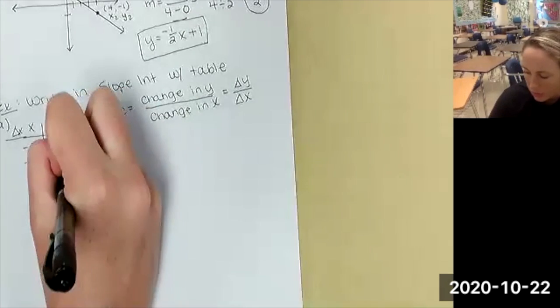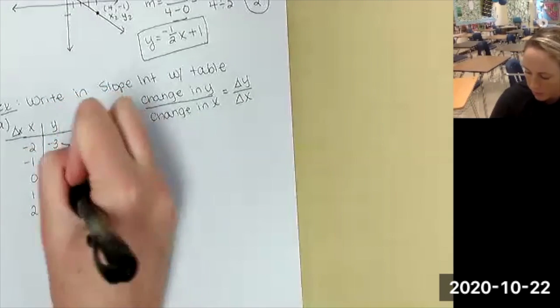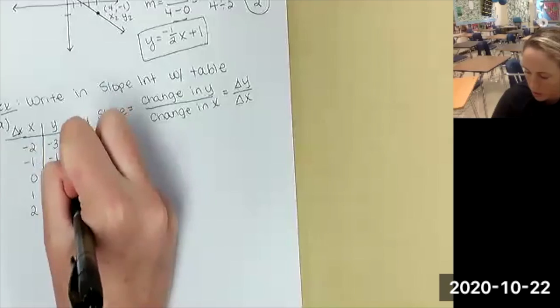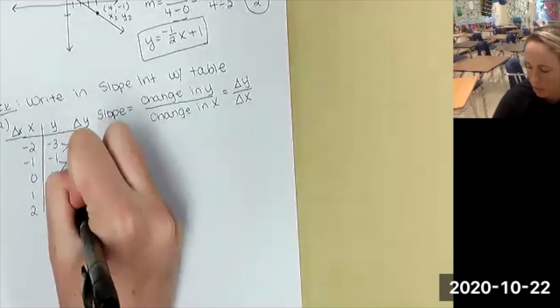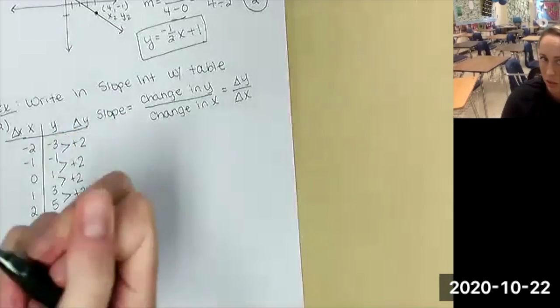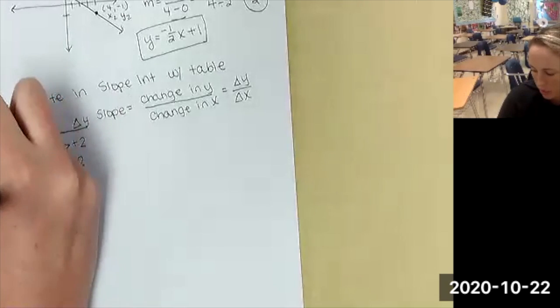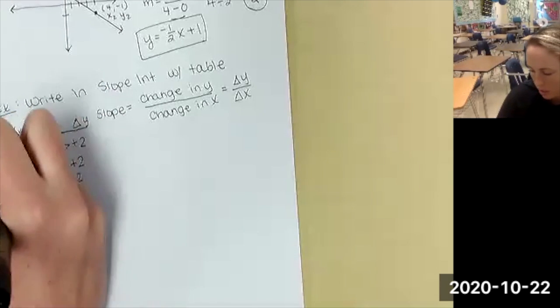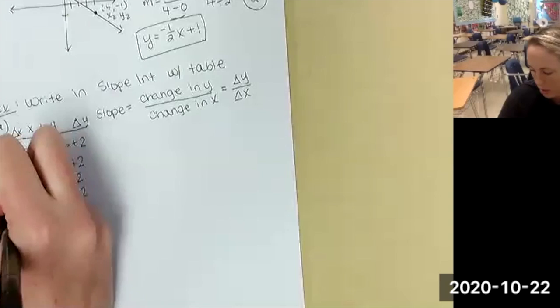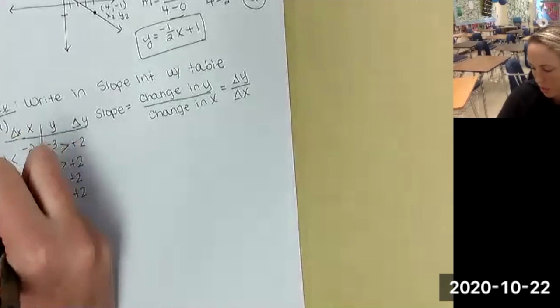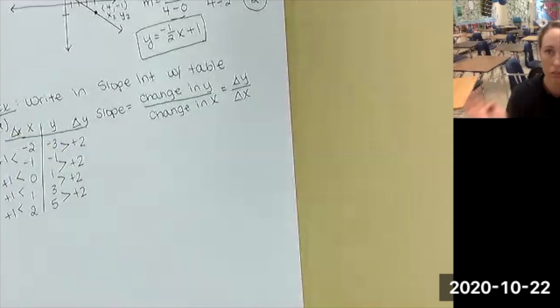And negative 1 to positive 1 plus 2. 1 to 3 plus 2. 3 to 5 plus 2. So they're the same all the way down. So on the left side, they should also be the same. Negative 2 to negative 1 is plus 1. Plus 1. Plus 1. Plus 1. All right, so we know it's for sure linear.